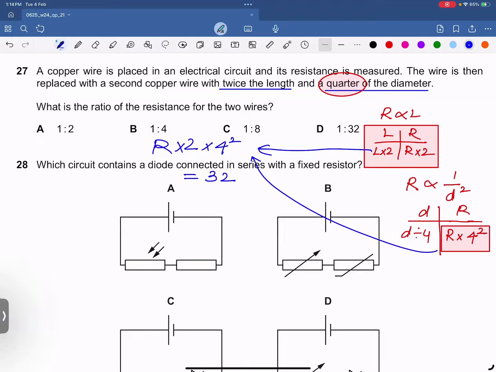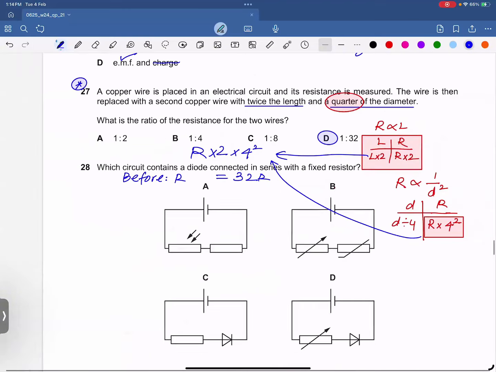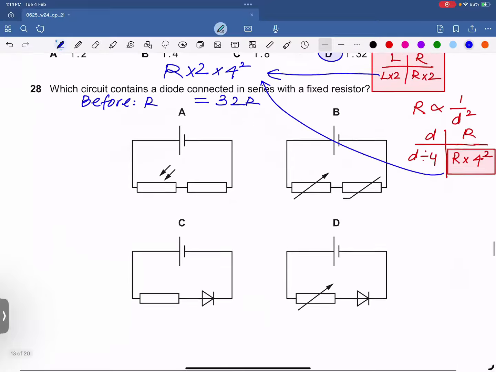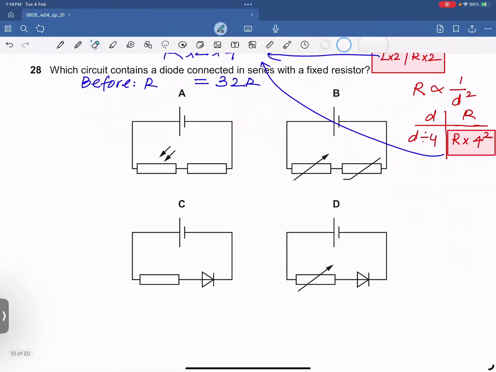So the ratio of the resistances will be 1:32. Before it was R, now 32 R. So 1:32. Option D. You should watch this question again. It's an important question. Question number 28, my dear students.